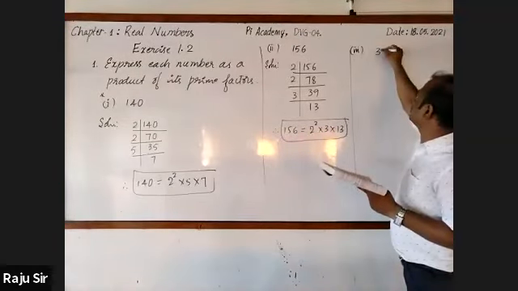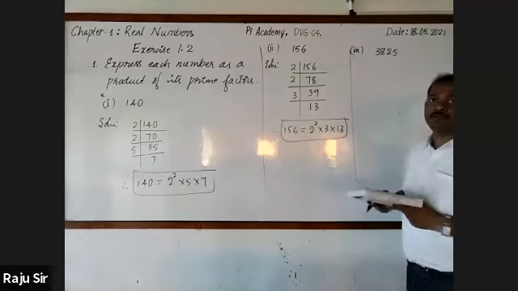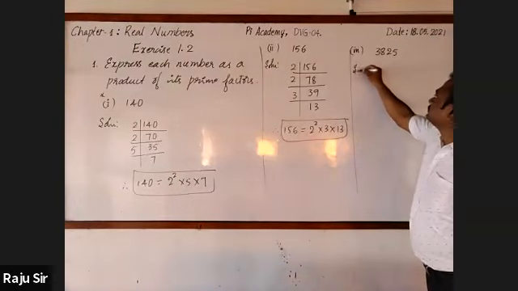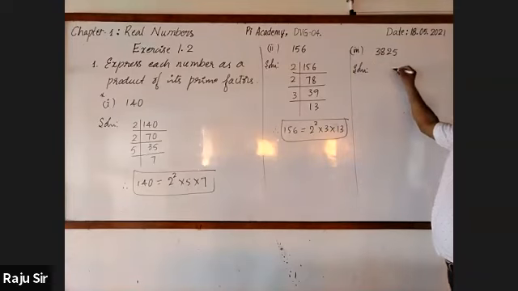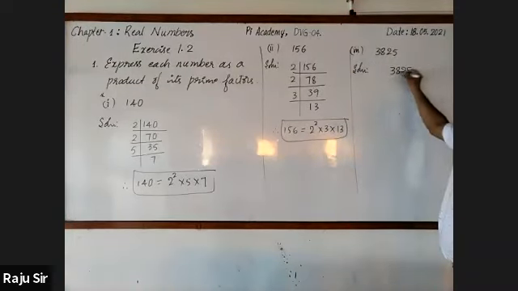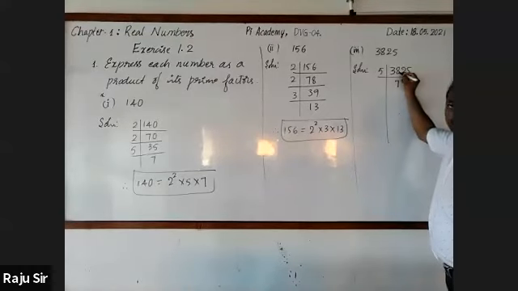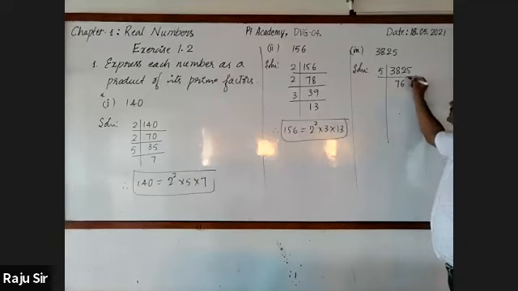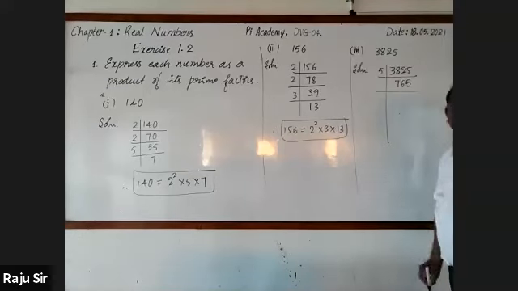It is 3825, as the number ends with 5. Divide by 5. 5 sevens are 35, 3 will remain. It is 32. 5 sixes are 30, 2 will remain. 25. Then 5 fives are 25. Got the same?